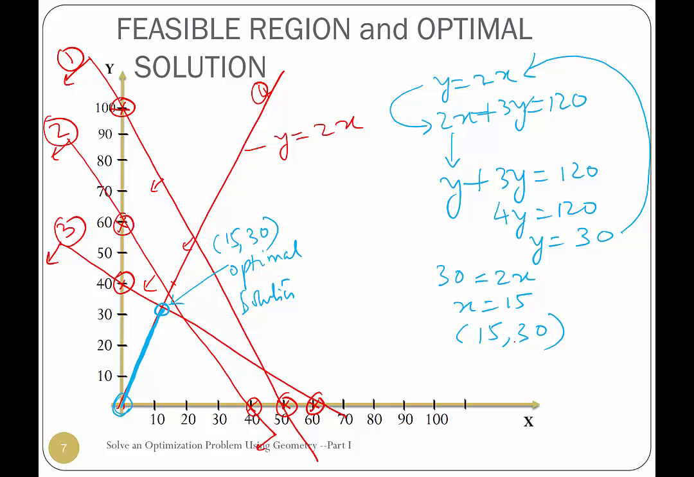And if you plug this value into the objective function, in our case we have an objective function of 4x plus 3y, right? Which will give us the optimal profit. So 4 times 15 plus 3 times 30, 150. So 150 is your optimal profit. That's the end of this video. Hope you enjoyed it. Thank you.